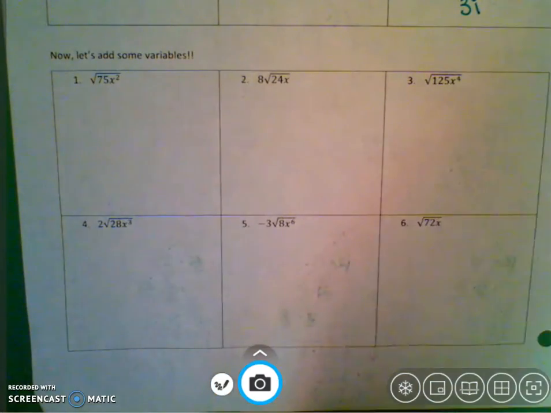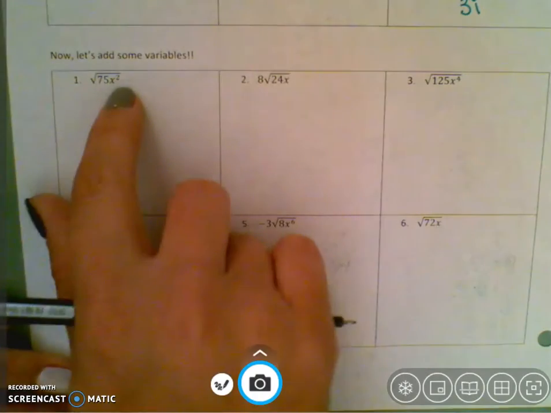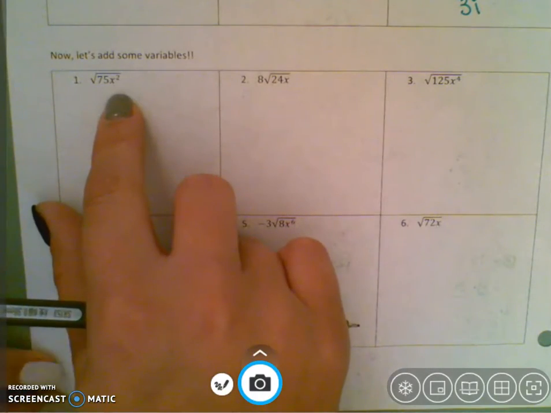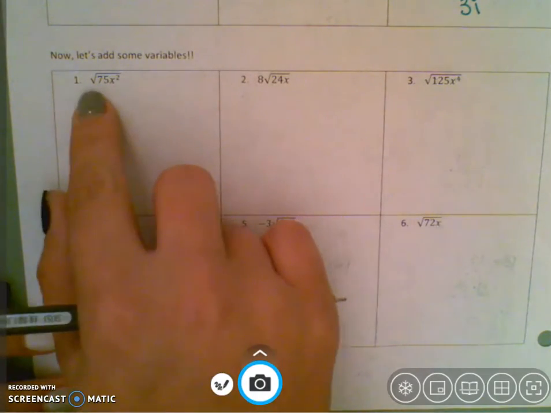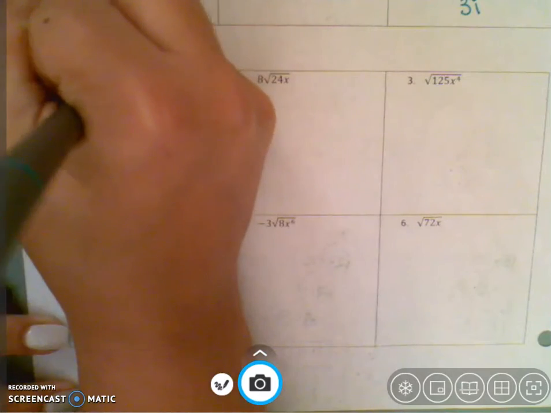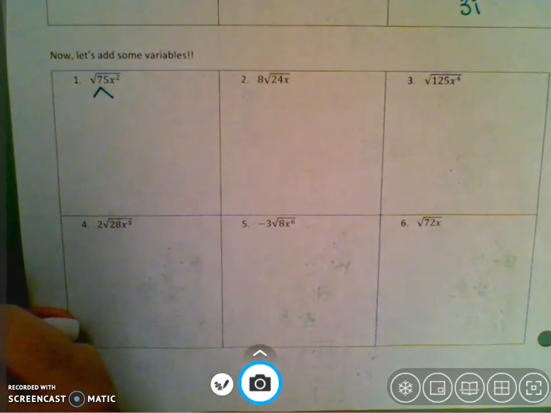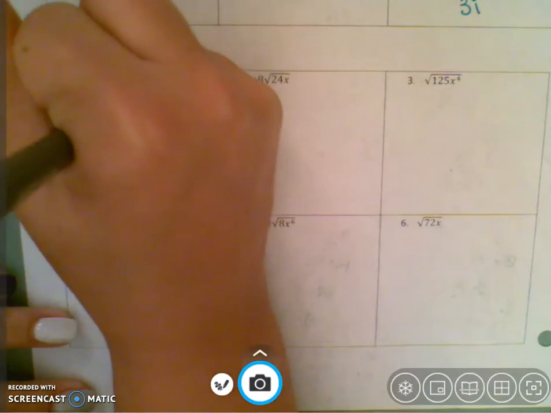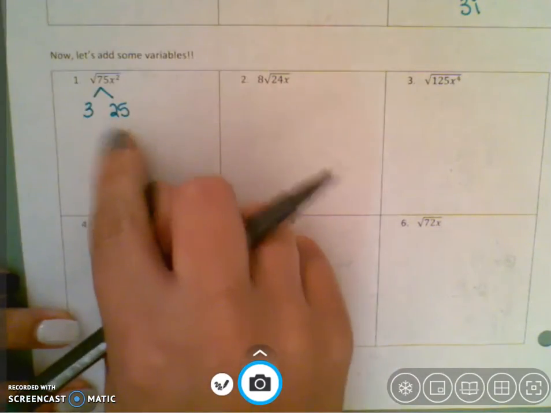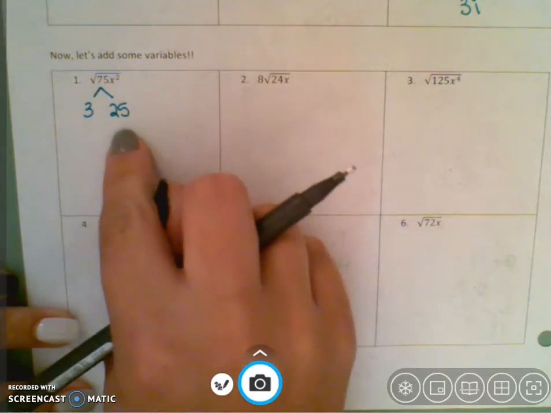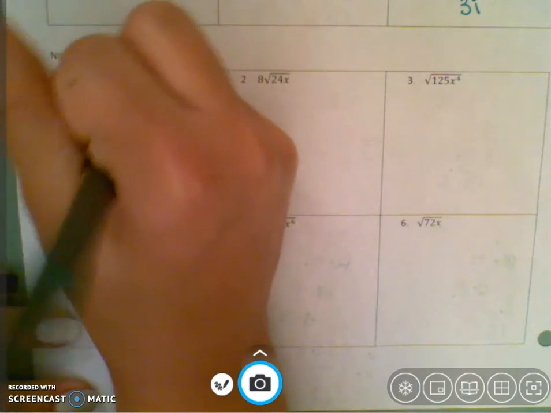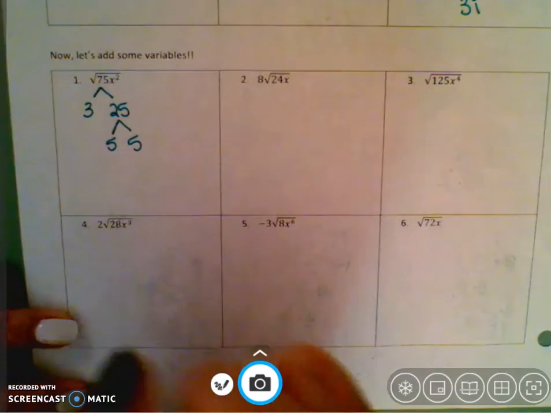Okay, so now it says let's add some variables. We're going to do it the same way, and we're going to ignore the little square root of x squared till later. But let's just do the 75 first. So 75, we did on the other side as 5 times 15. This time, though, I'm going to do 3 and 25 because it makes me think of money. So 3 times 25, 3 can't break down, but 25 can. So 5 times 5.